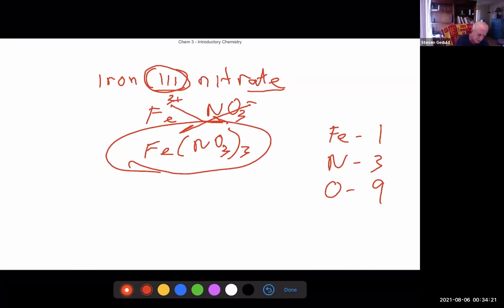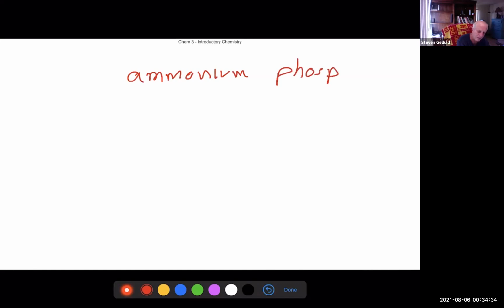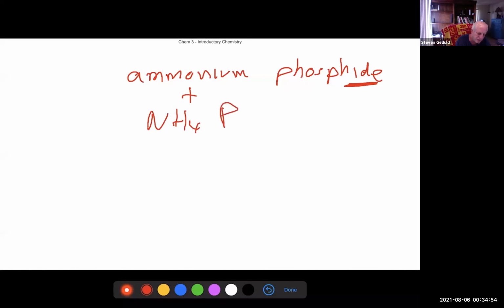Let's just start naming some other compounds here. I'll give you some examples. Let's do ammonium phosphide. It has an IDE ending, so it's just phosphorus, not phosphate. Phosphate and phosphite are PO4 3- and PO3 3-. Ammonium is NH4, and that has a +1 charge. Phosphide is phosphorus, and that has a -3 charge. Remember how we got those charges?